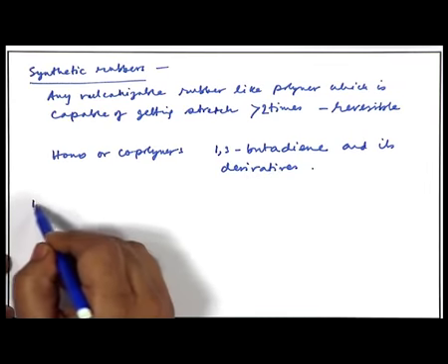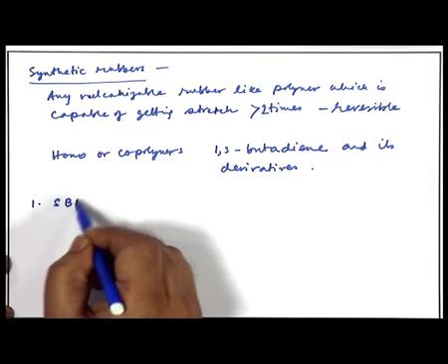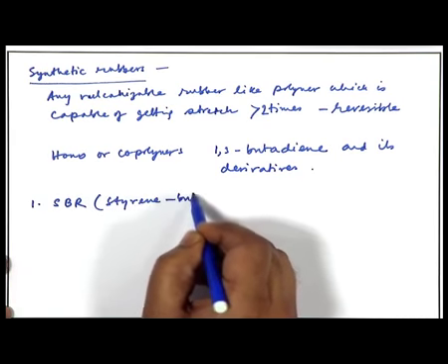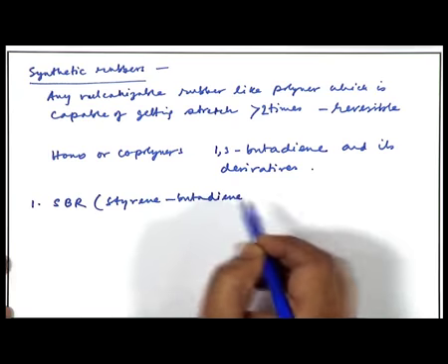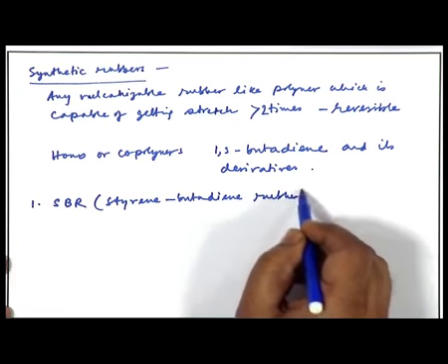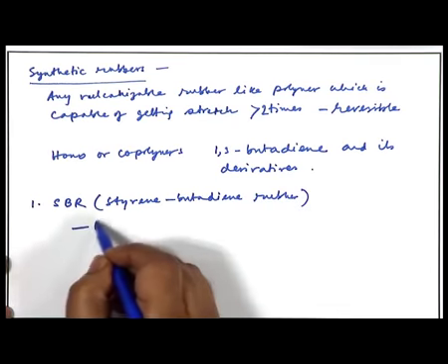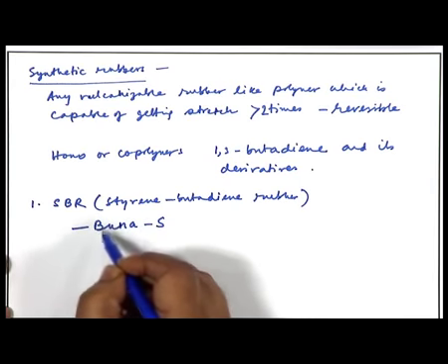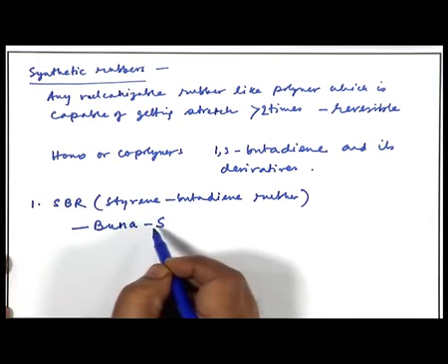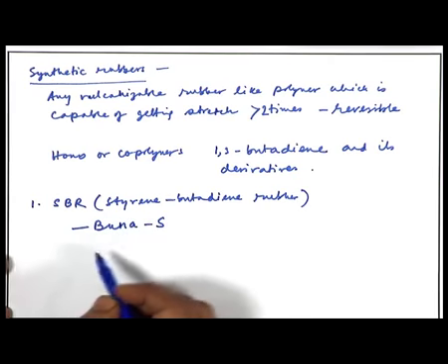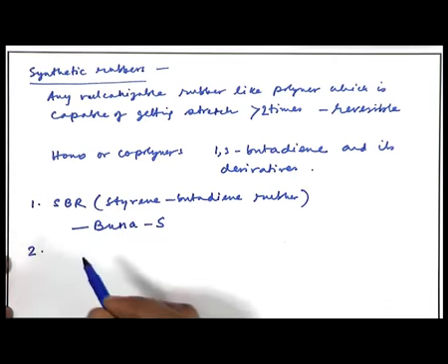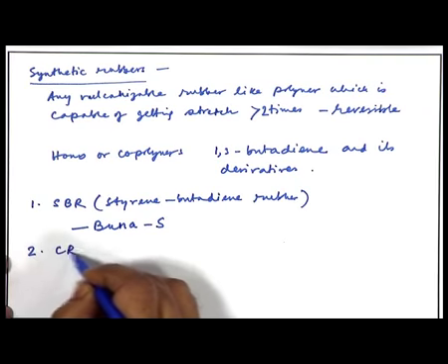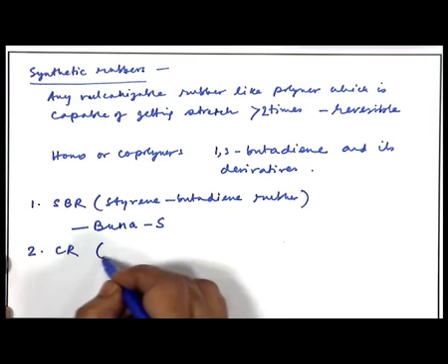The first example is SBR, which is styrene butadiene rubber. The example we gave earlier was Buna S, which is a 1,3-butadiene rubber with styrene, and Na was used for sodium, which is used for making the polymer.